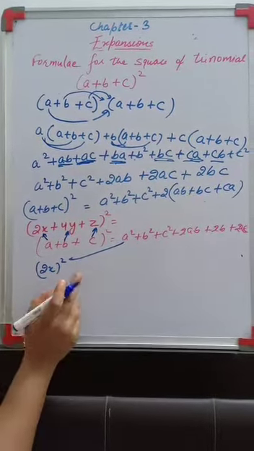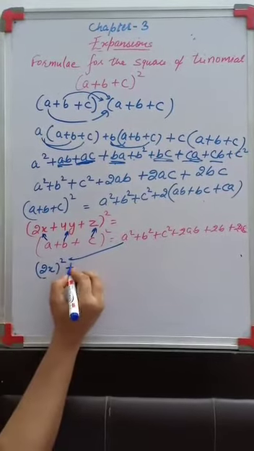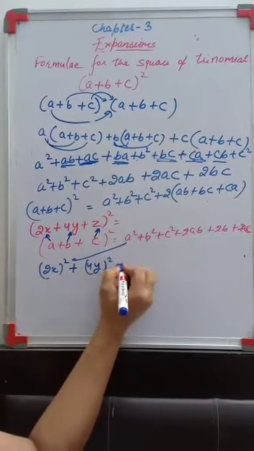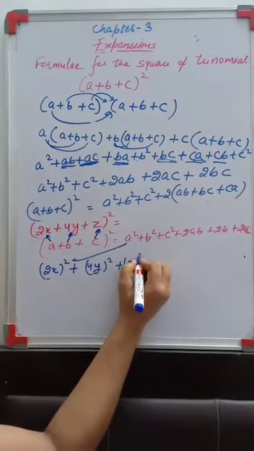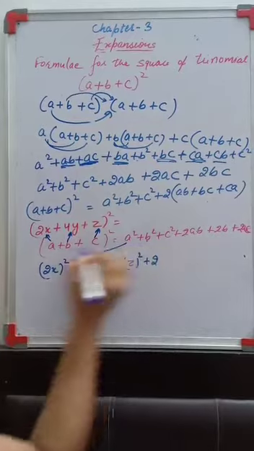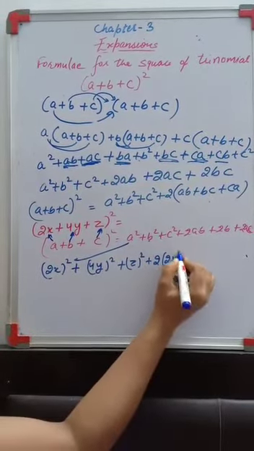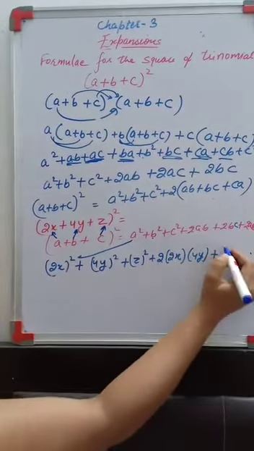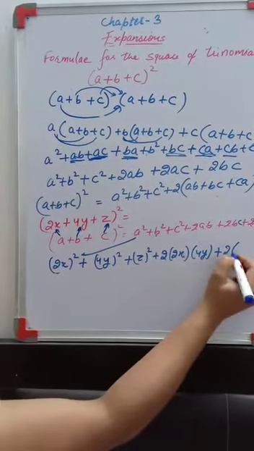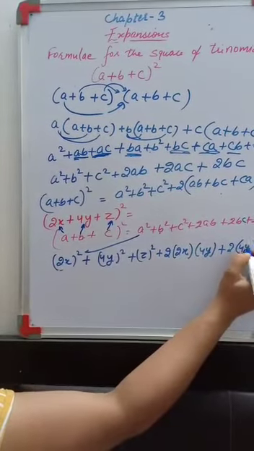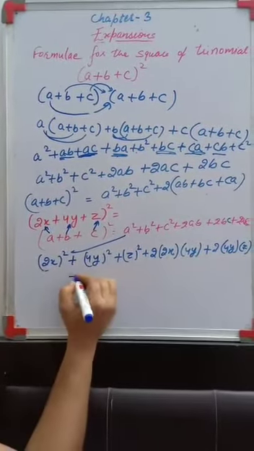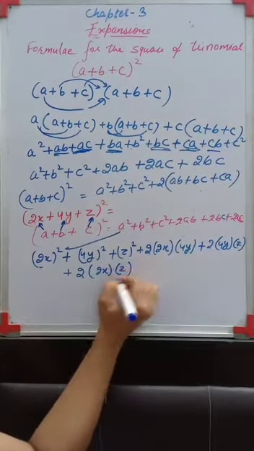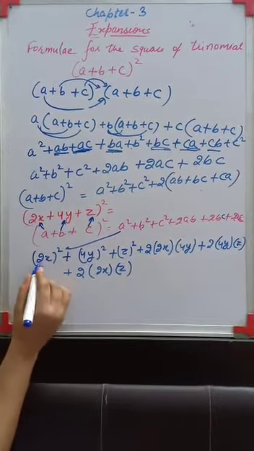Don't write 2x square. So (2x) whole square plus b square, that means (4y) whole square plus c square, means to say z square, plus 2 into ab, that means 2 into 2x into 4y, plus 2bc, that means 2 into b. B is how much? 4y into z, plus 2 into ac. AC is how much? 2x, and c is z. Multiply that, what you will get?